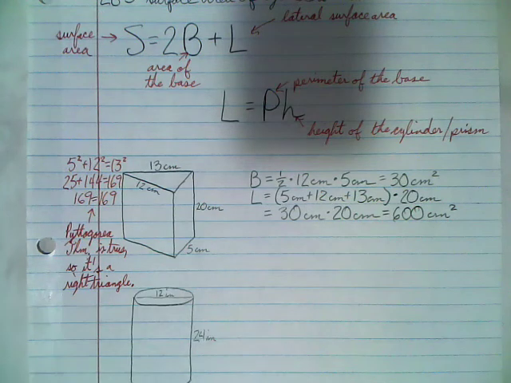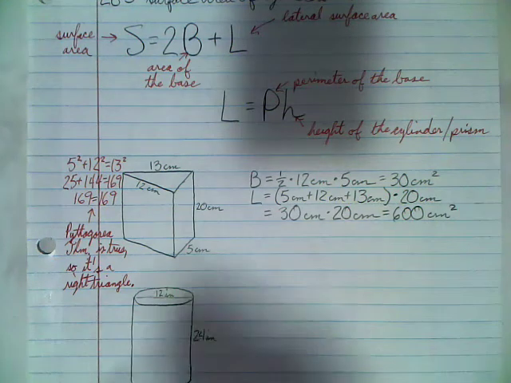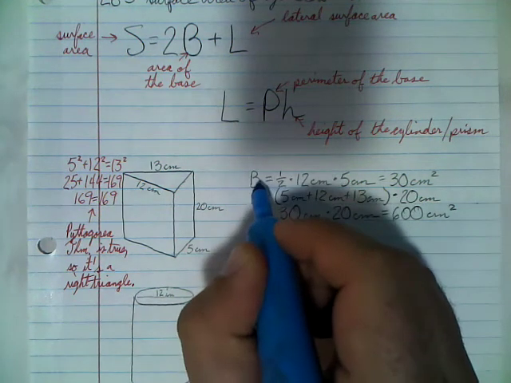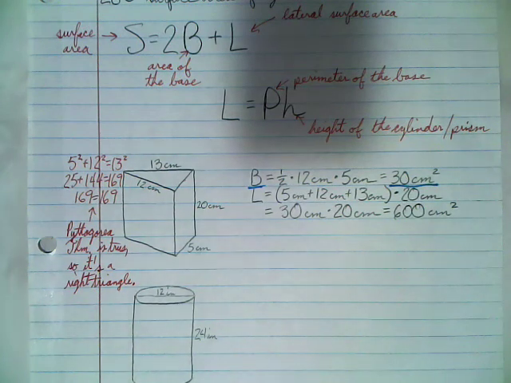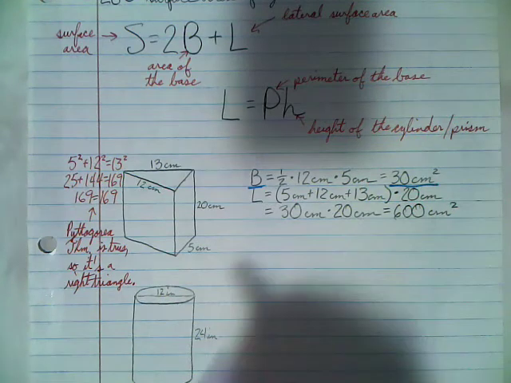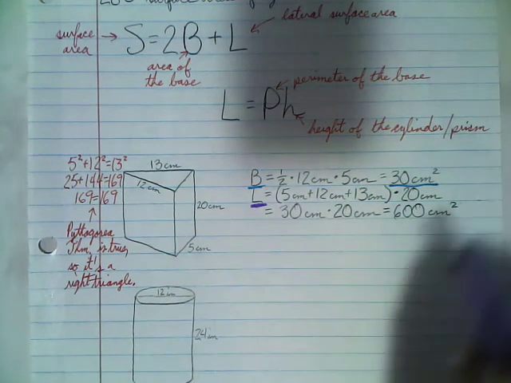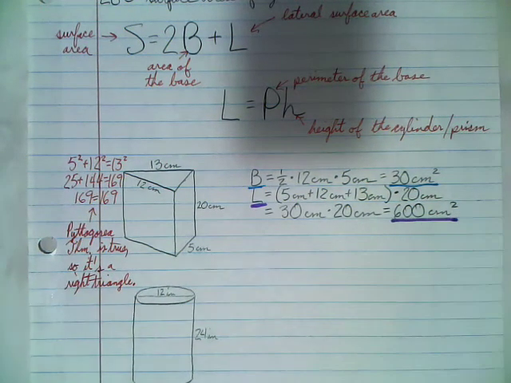So my base, if we grab a highlighter, I don't really care what color you use. Let's save our yellow and our orange for later. So something other than yellow and orange. So my base here is 30 square centimeters. Just do an underline there. That's all we need. And then my lateral surface area is the 600 square centimeters.